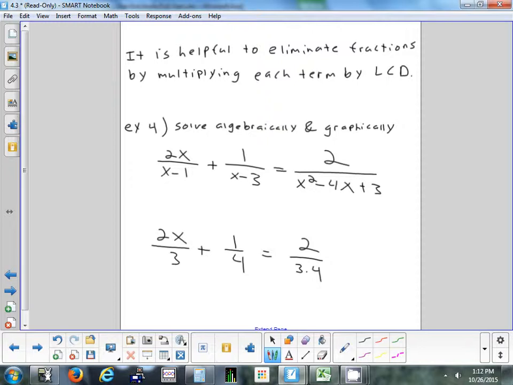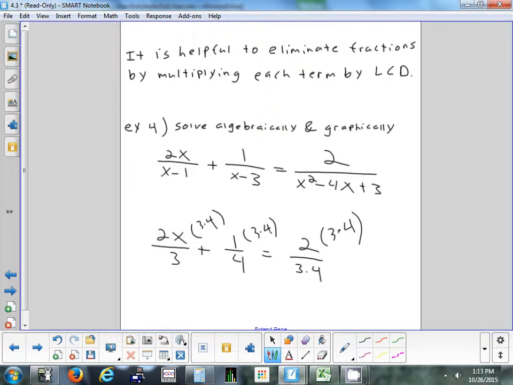Is it only one number? Yeah, 12. Multiply everything by 12. And I'm going to write it like this: multiply that by 12, that times 12, and that times 12. Why are you writing 3.4 then? 3 times 4. Oh. Yeah.